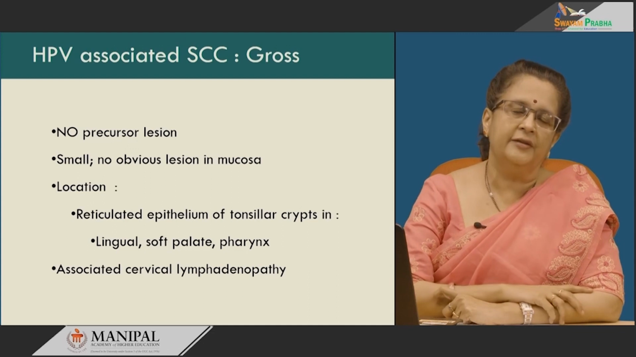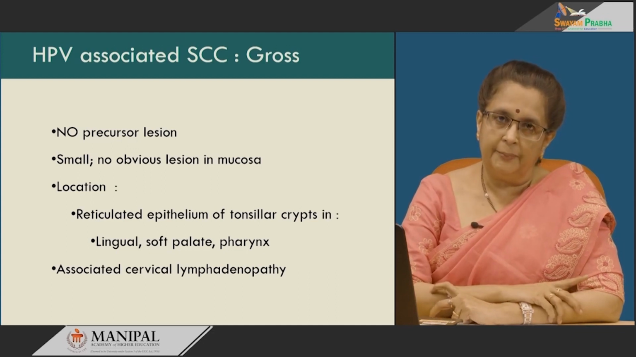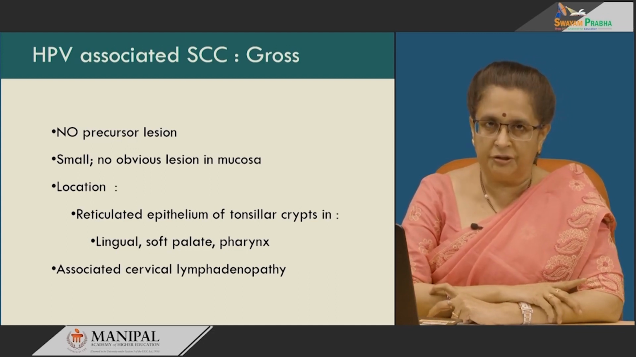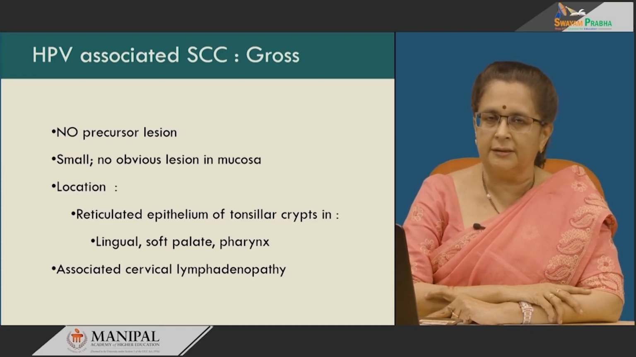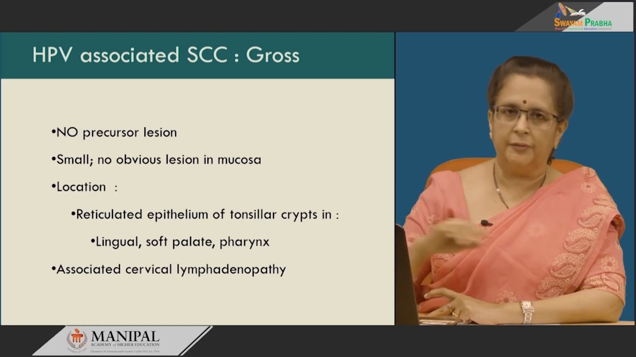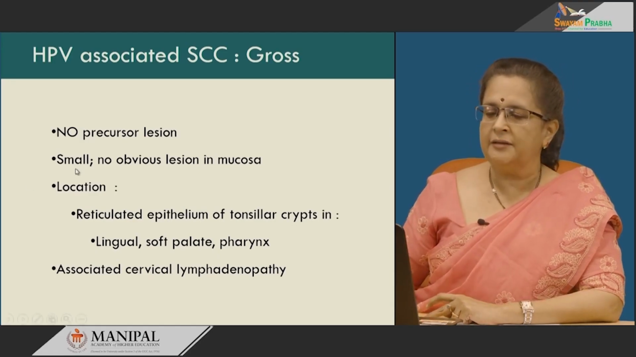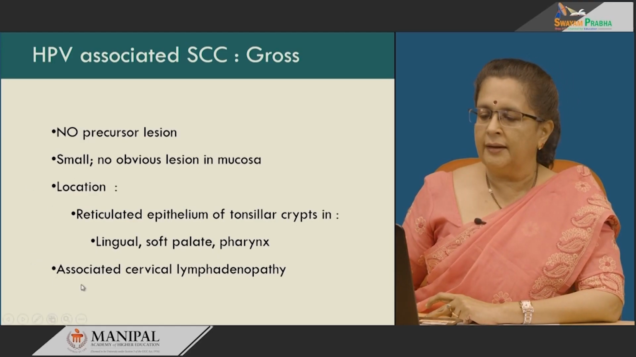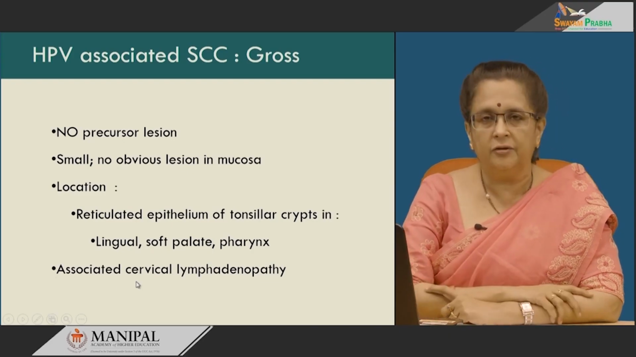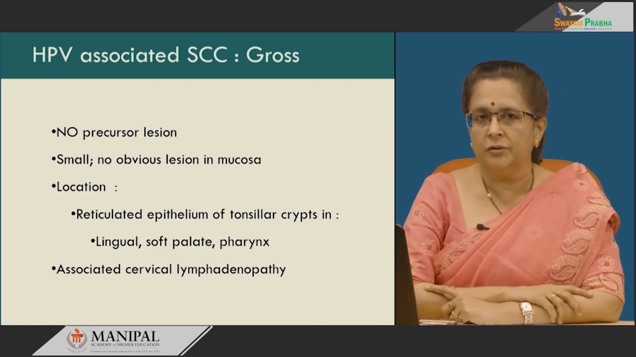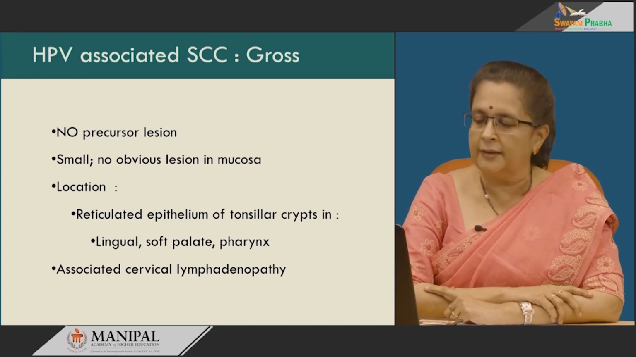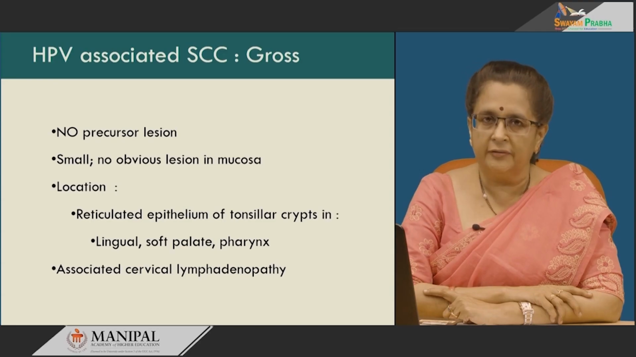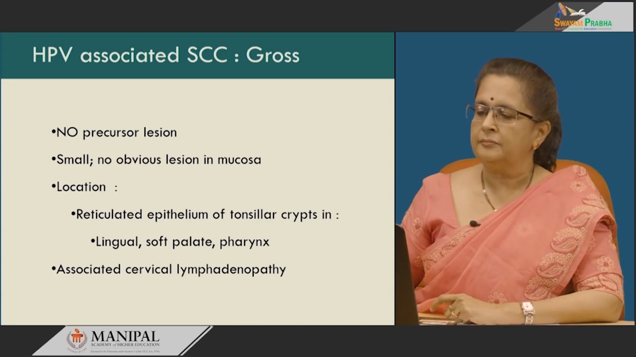In that, where does it affect? It will affect the epithelium overlying the lymphoid tissue. So, epithelium and the lymphoid tissue are in close approximation here, and that is what we will see microscopically also. Now, most of the time the lesions are so small that the associated cervical lymphadenopathy, which is often seen, brings the lesion to notice. So, when we detect the lymph node enlargement and subsequently investigate the patient, an oropharyngeal malignancy is detected.